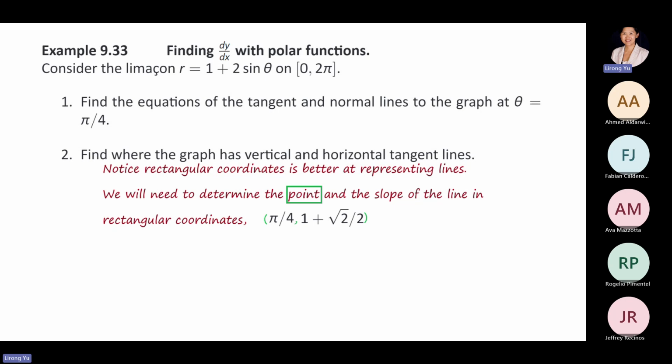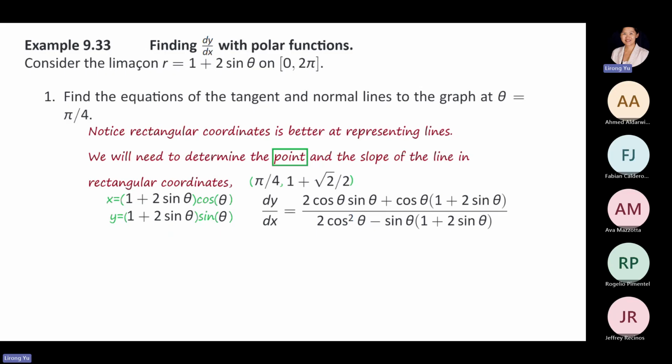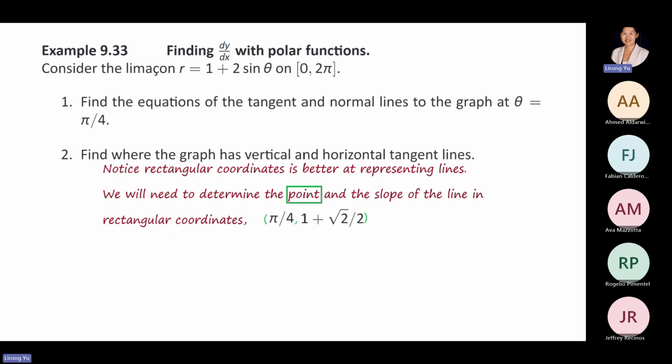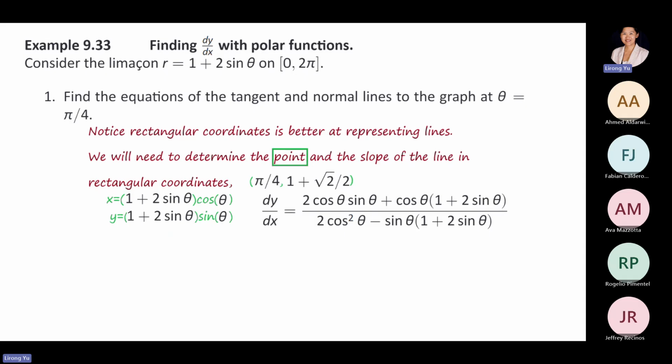Number 1, I convert the point to a rectangular equation. I didn't convert the point; I should. We should do r times cosine theta and r times sine theta to convert it to rectangular coordinates. All right, let's look at the slope. To find the slope of the line, you want to find the derivative, and then you find the value of the derivative to find the slope.